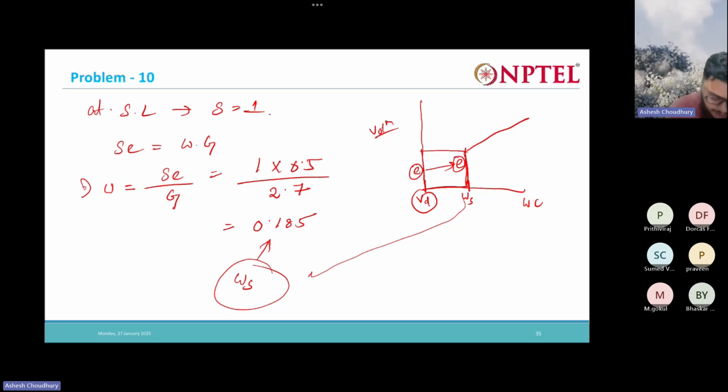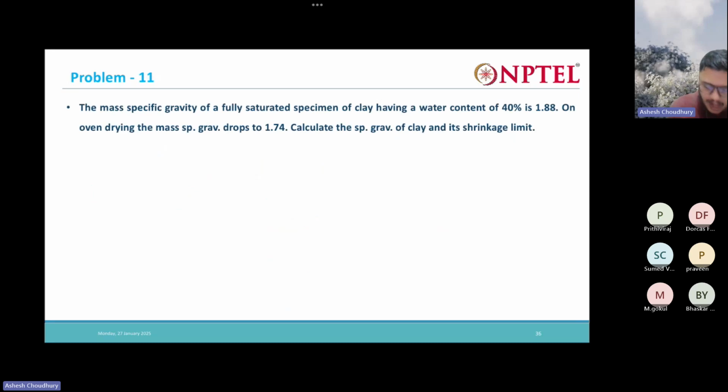Okay, the last problem. The specific gravity of a fully saturated specimen of clay having water content of 40% is 1.88. On oven drying, the mass specific gravity drops to 1.74. Calculate the specific gravity of clay and its shrinkage limit. So I will do this very fast.